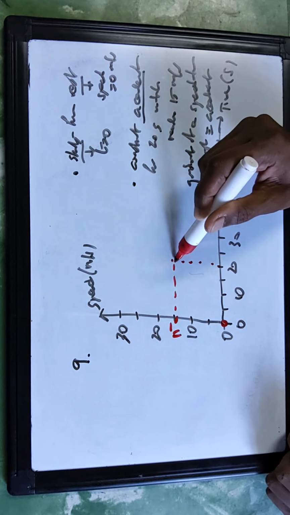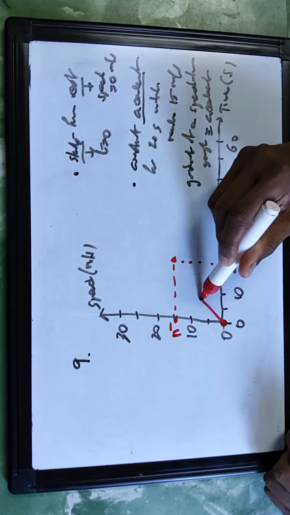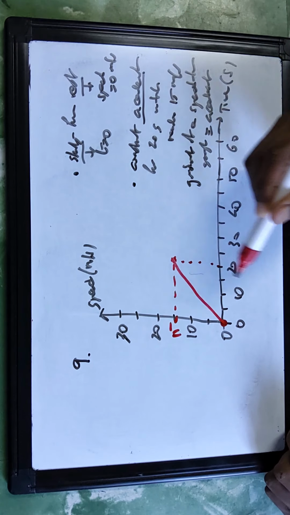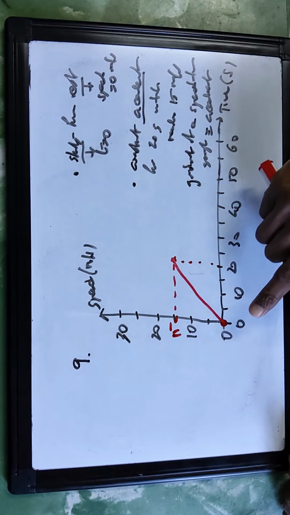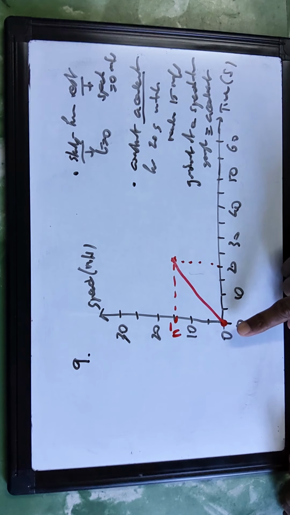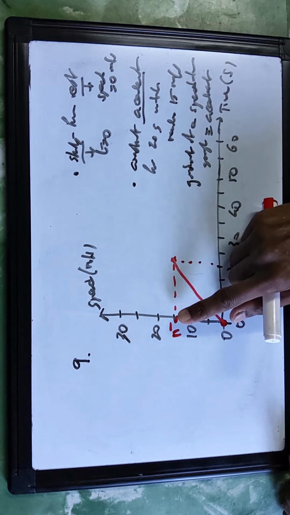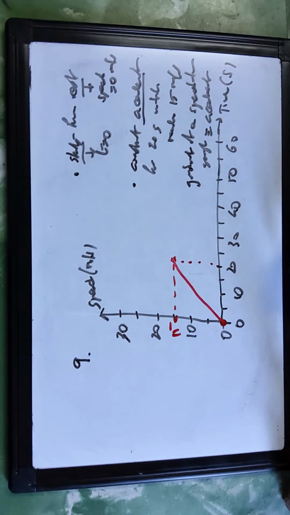So here it is a positive gradient line, so it is an upward sloping line. Acceleration is positive gradient, so it's upward sloping. For the first 20 seconds, it is accelerating until it reaches a speed of 15 meters per second. So that is a straight line from (0, 0) to (20, 15).